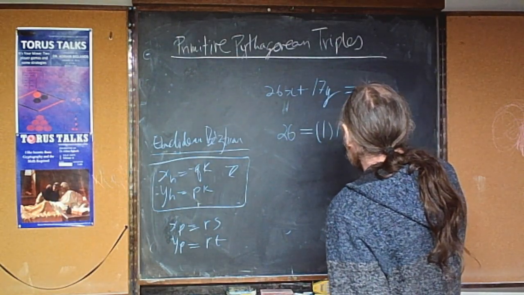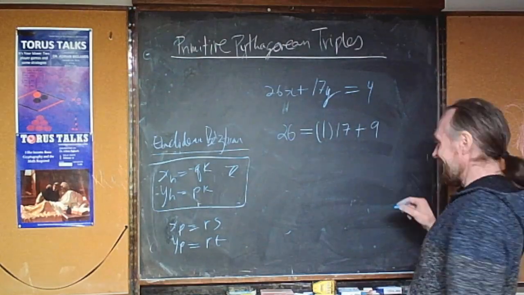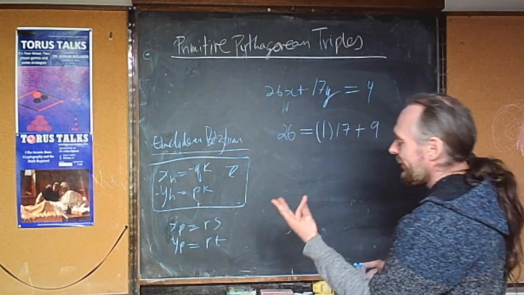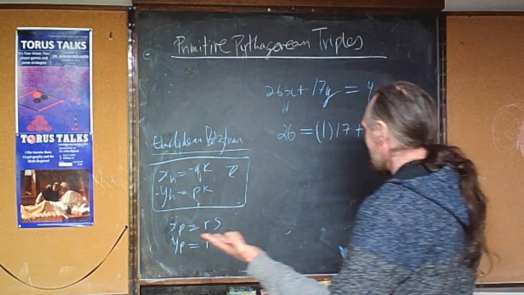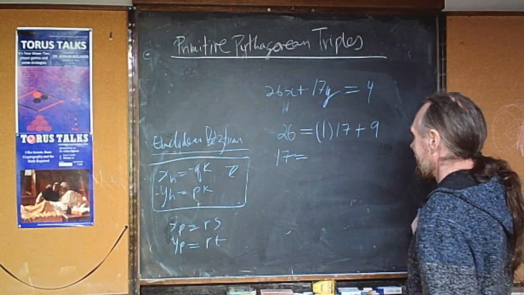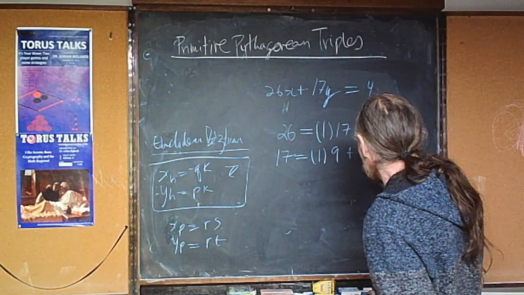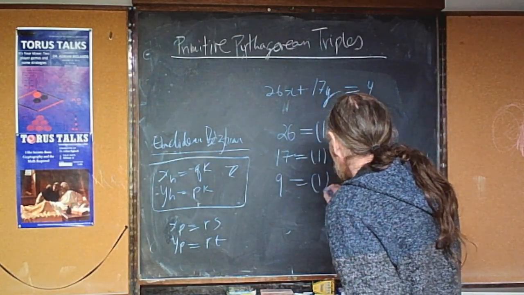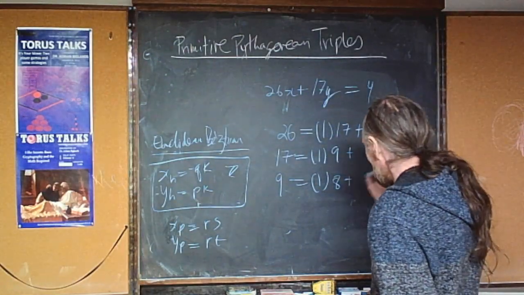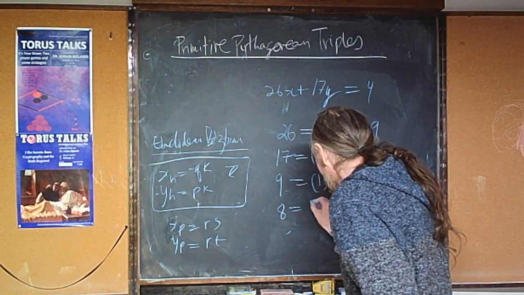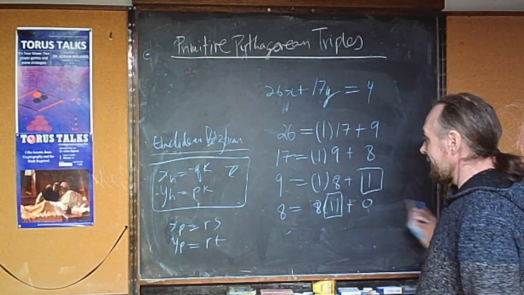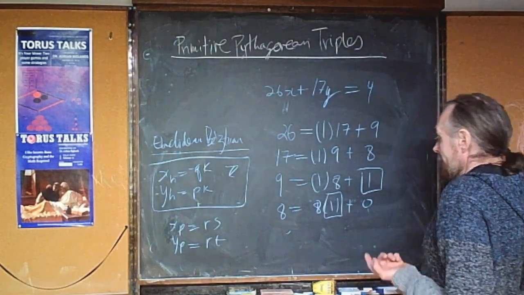So 26 is 1 times 17 plus 9. Yes. Wait, I was finger numbering it: 1, 2, 3, 4, 5, 6, 7, 8, 9, 10, 11, 12. Duodecimal system. 17 is 1 times 9 plus 8. 9 is 1 times 8 plus 1. It's a palindrome, the same upside down, but I picked the numbers arbitrarily. And then 8 is 8 times 1 plus 0. So the penultimate remainder, the last non-zero remainder, is the GCD. So I don't have to reduce, but the GCD is 1.